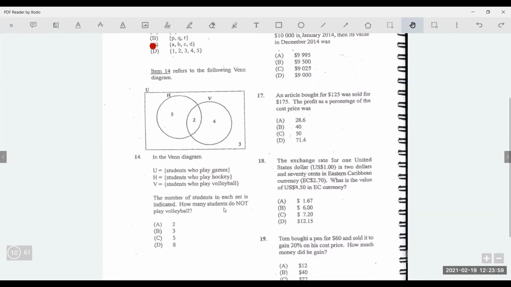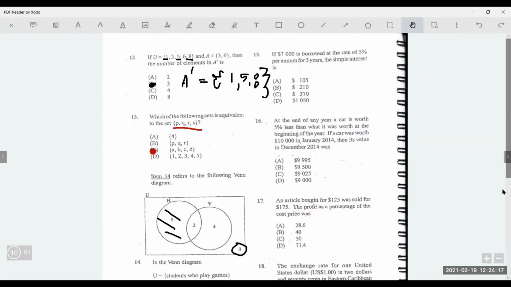And it says how many students do not play volleyball. Well, these 5 persons don't play volleyball. And these 3 persons don't play volleyball. And so 8 persons don't play volleyball. Easy question.